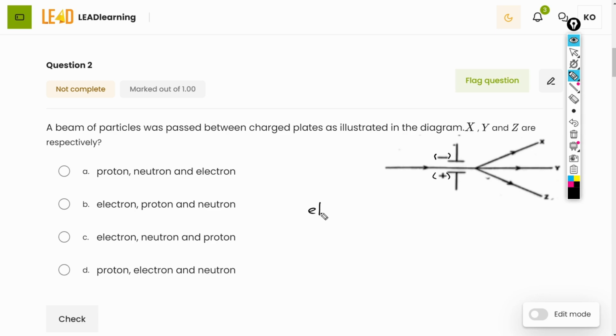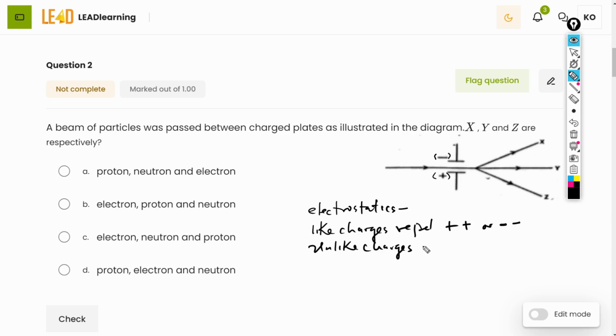Now the law of electrostatics explains to us that like charges repel each other, meaning that positive and positive will repel, or negative and negative will repel. Then unlike charges will attract each other. That is, positive and negative will attract, or negative and positive will attract.